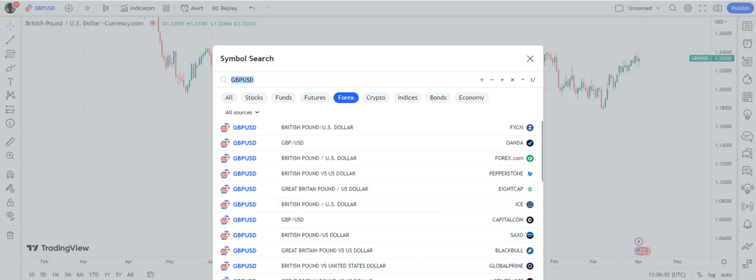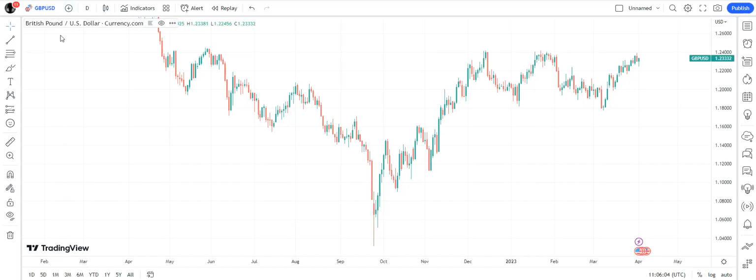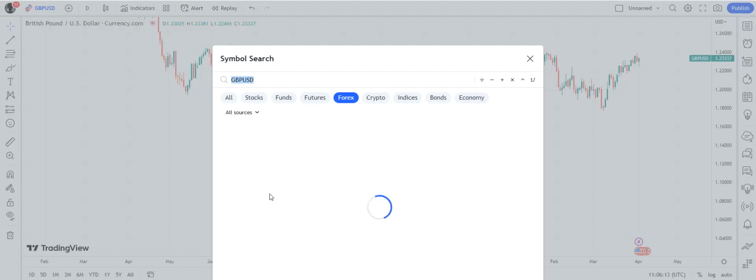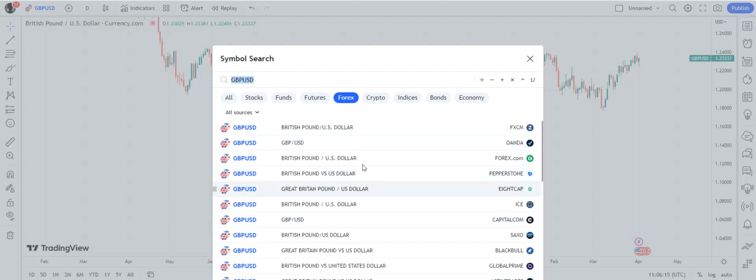Once there, click on the currently loaded instrument, which will bring up a pop-up containing the same pair from different brokers on Tradingview. Then, you can choose your preferred instrument from the list or search for it manually. If you have open trades, you can quickly load their chart by simply clicking on them.